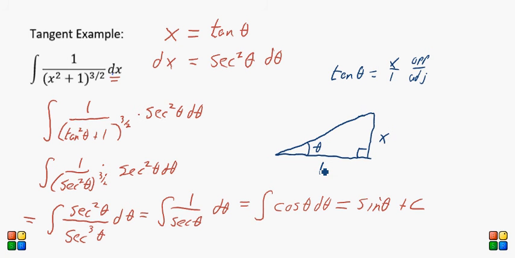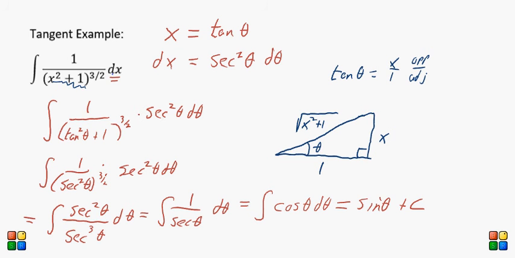And if I know the two legs of this triangle, I can use the Pythagorean theorem, x squared plus 1 squared equals the third side squared. So the hypotenuse is the square root of x squared plus 1. Again, we just noticed that that was in the original integral. We had x squared plus 1 to the 1/2 in there somewhere.